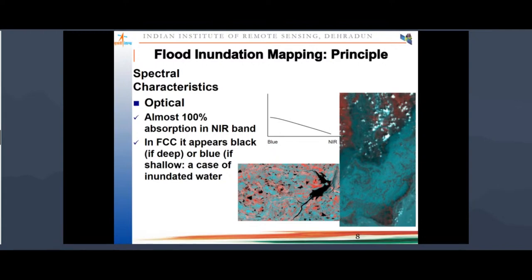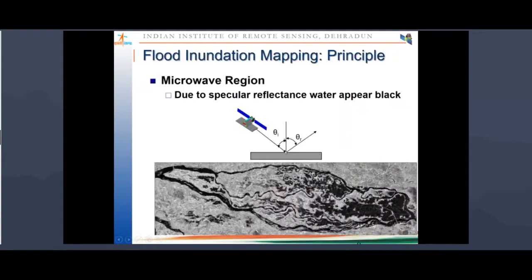Okay. But now let us go to the other region, that is the microwave region. So what is the principle? Actually for any water body, whether it's flood water or any other water, in microwave we generally have a side-looking radar. It sends a signal, and for it, water is like a mirror. So it reflects back in another direction. So this is theta I to theta R, where theta I is the incidence angle and theta R is the reflective angle. It is almost equal, so theta I is equal to theta R.